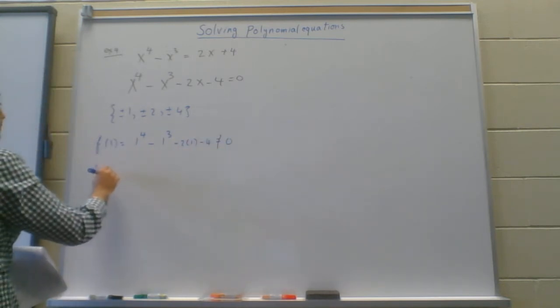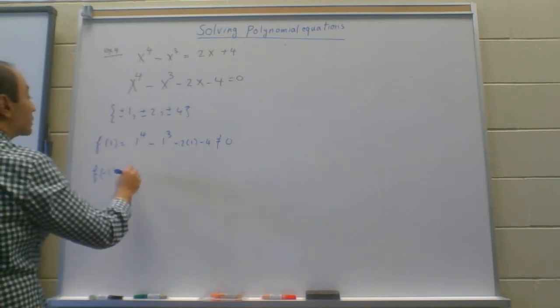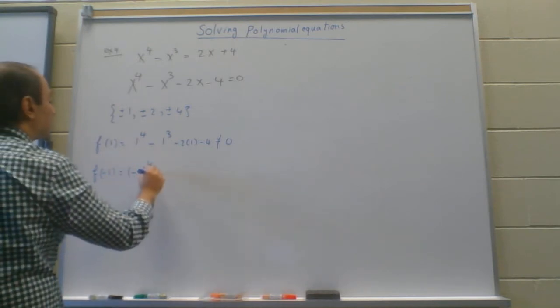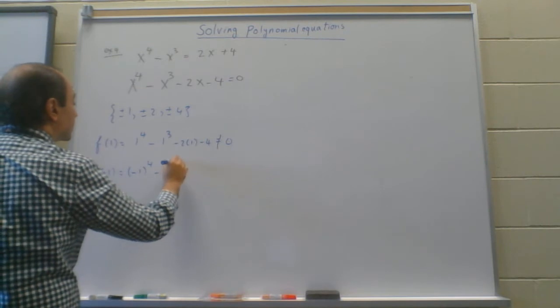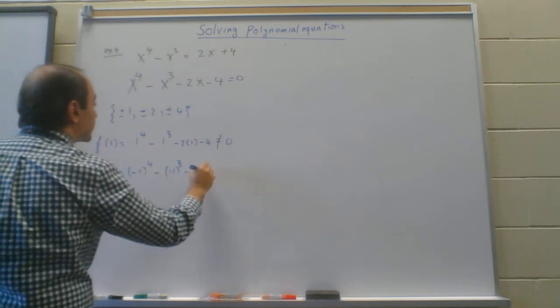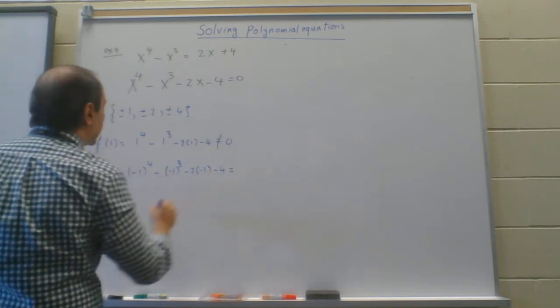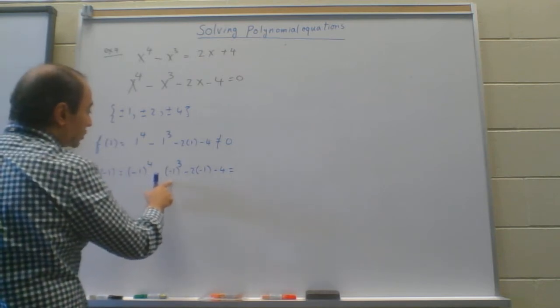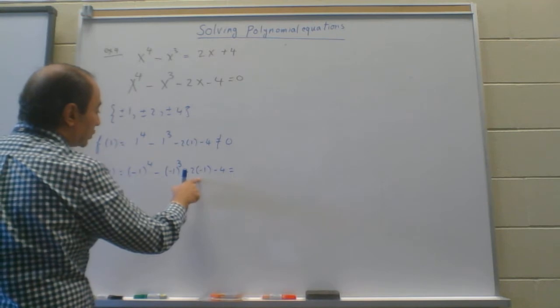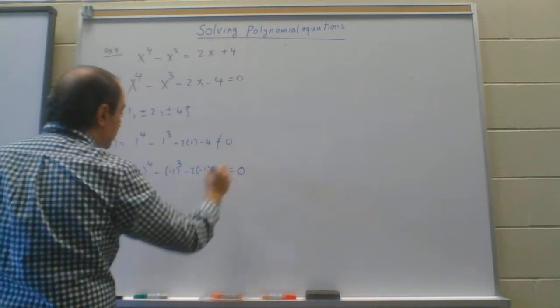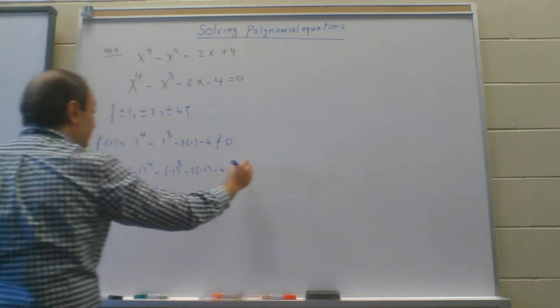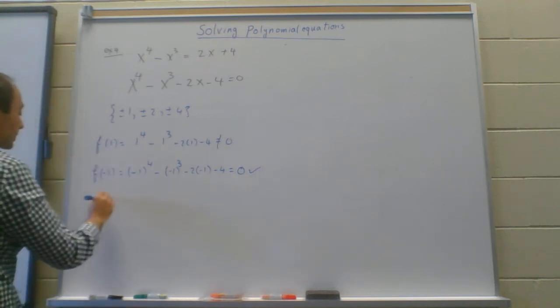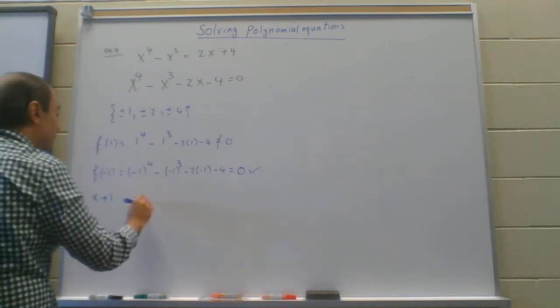Let's try f of negative 1. So that's negative 1 to the power of 4 minus negative 1 to the power of 3 minus 2 times negative 1 minus 4, and this equals 1 plus 1, that's 2, plus 2, that's 4, minus 4 is 0. So yes, this makes it 0. That means x plus 1 is a factor.